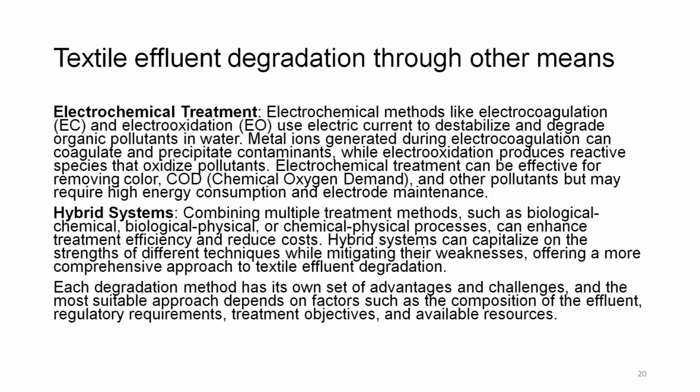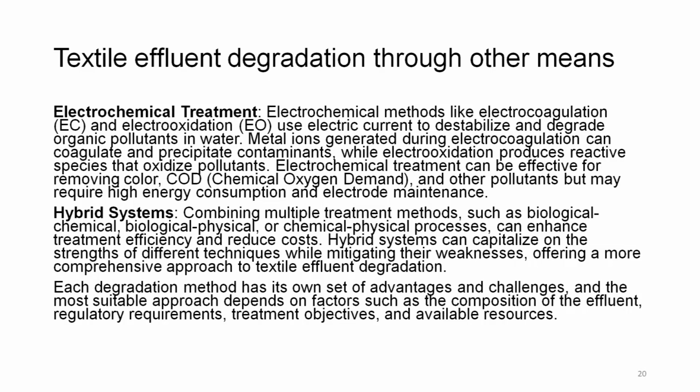Hybrid systems. Combining multiple treatment methods such as biological with chemical or biological with physical or chemical with physical processes can enhance treatment efficiency and reduce cost. Hybrid systems can capitalize on the strengths of different techniques while mitigating their weaknesses, offering a more comprehensive approach to textile effluent degradation. So, what does it mean? That in hybrid systems, we use a combination of biological with chemical or biological with physical, or chemical with physical. This kind of combination can reduce the cost and can also reduce the energy consumption and yet be effective enough to remove the pollutants.